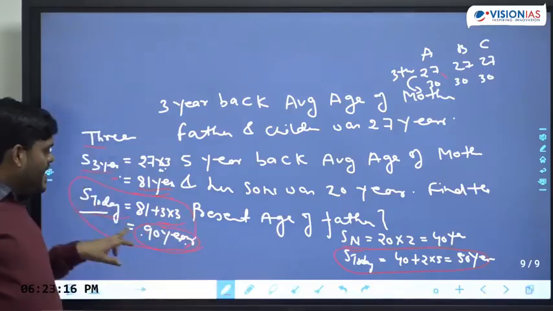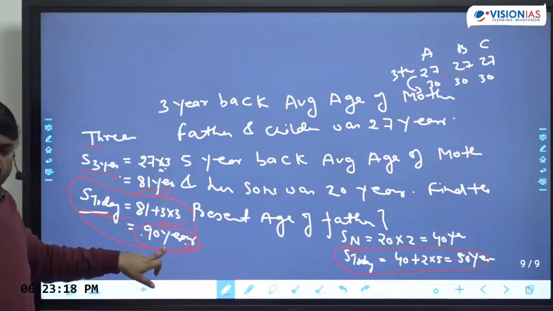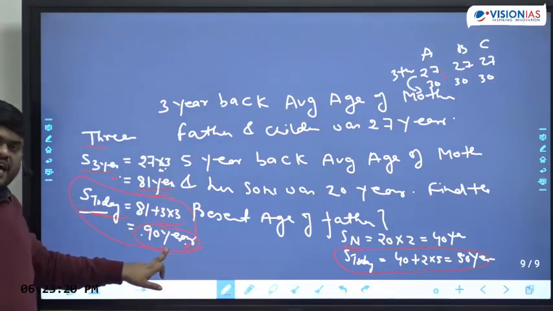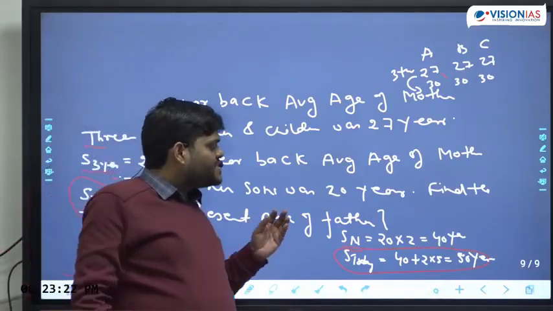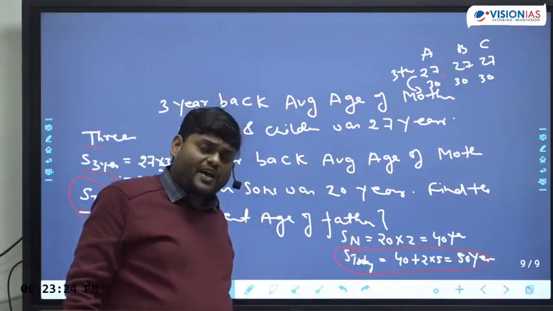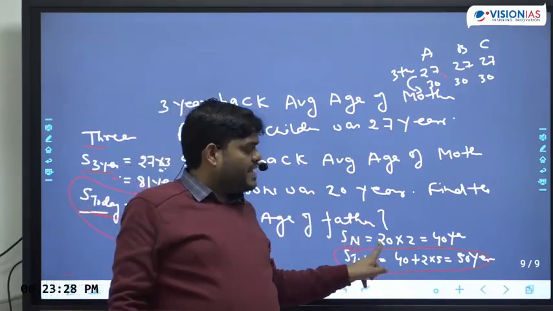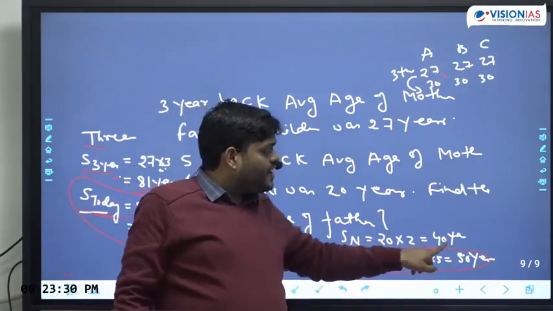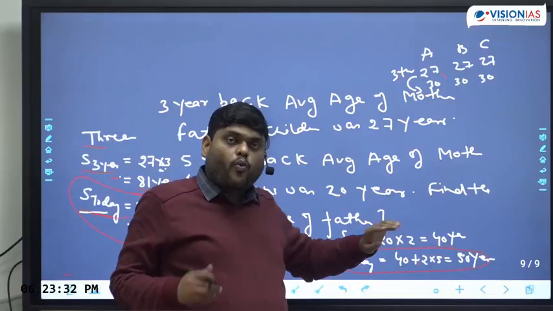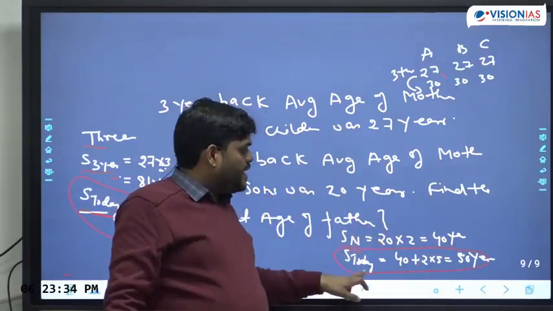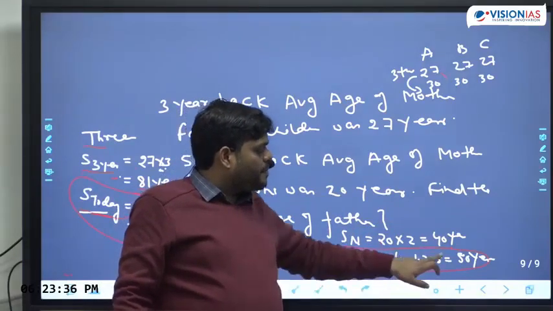That means today the total sum will be 90 years. Similarly, the second statement is 5 years back the mother and son average age was 20. So what was the total sum? 5 years back the sum was 40. What is today's sum? Today's sum will be 2 into 5 plus 40, that means 50 years.